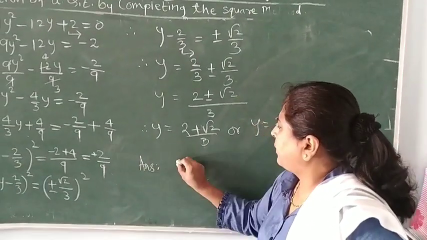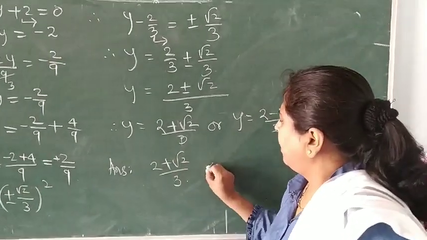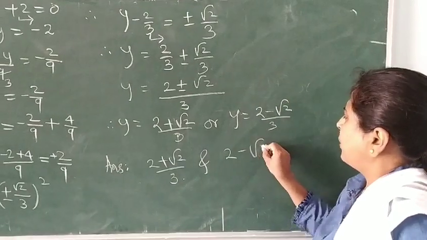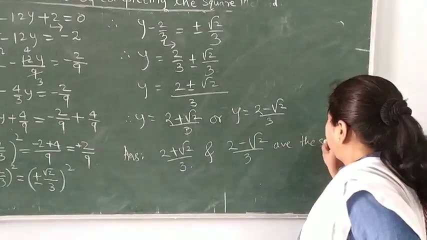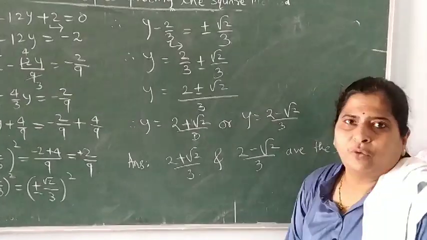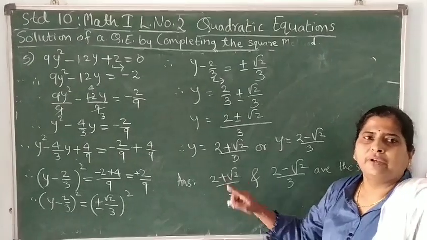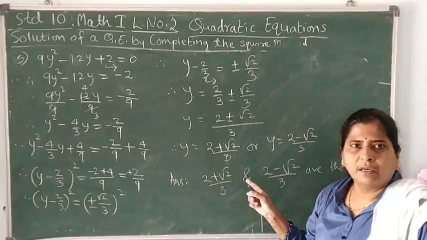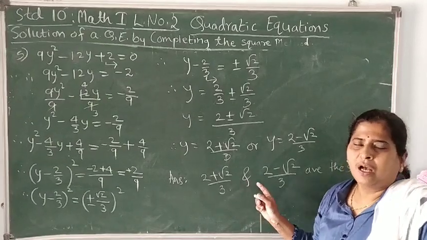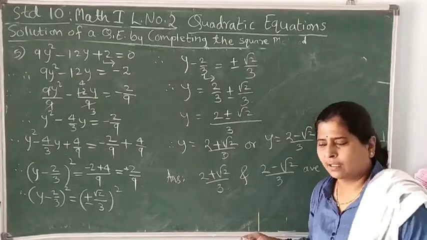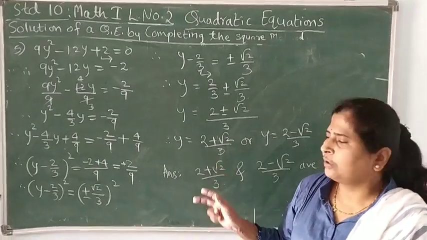In this way you can write the solution: 2 plus square root of 2 upon 3 and 2 minus square root of 2 upon 3 are the solutions of the given equation. So where we cannot use the factorization method, we can use this method and simplify our given equation. I hope you have understood this method. I have tried to make it as easy as possible. You can follow this method.